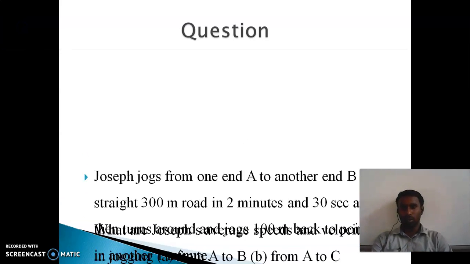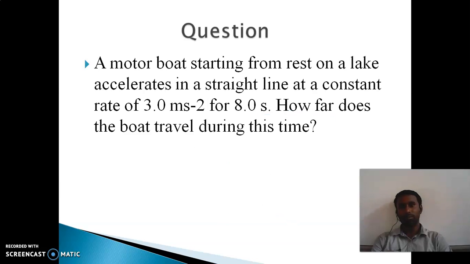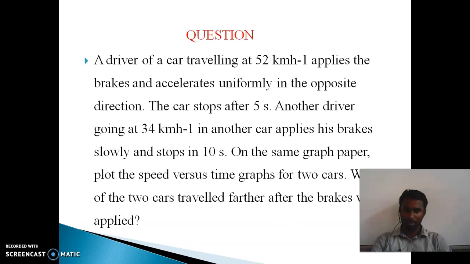Okay, so in this slide we will see that some problems are still remaining. So we will see the remaining problems. So the question, can you read the question?